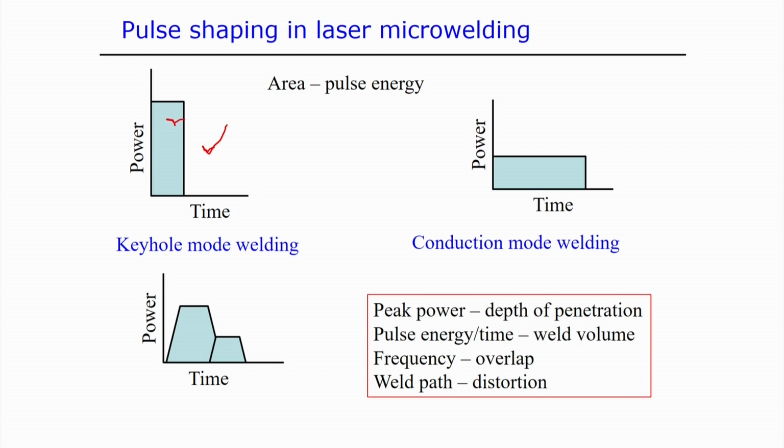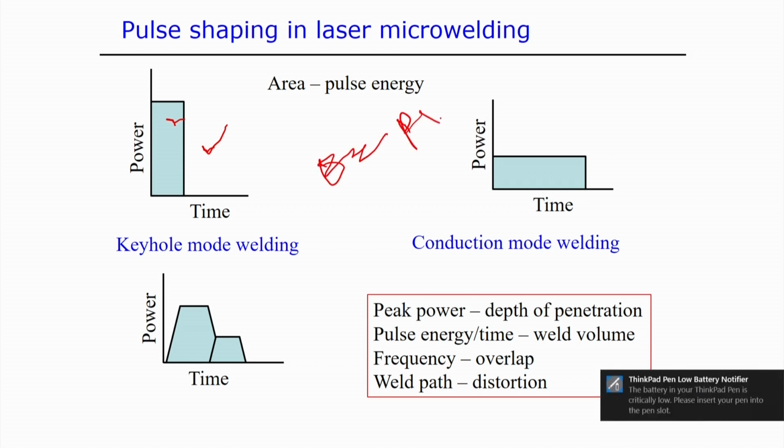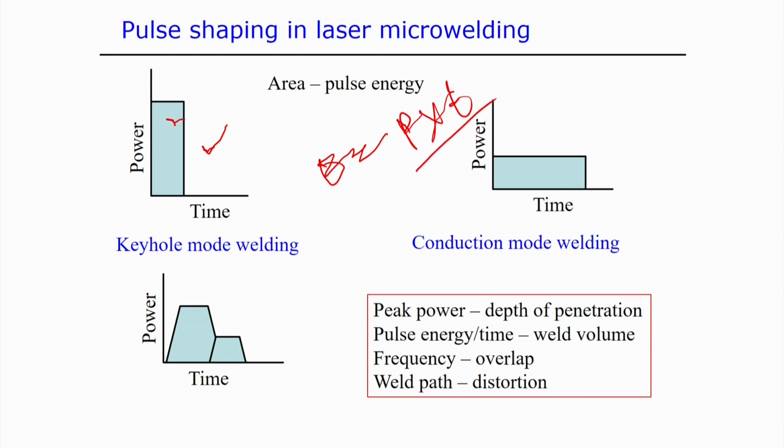Remember that the area of this rectangle represents the pulse energy. The pulse energy is the power into the duration of time, so P into T. That represents the energy of the pulse, and physically the area of this represents the pulse energy.